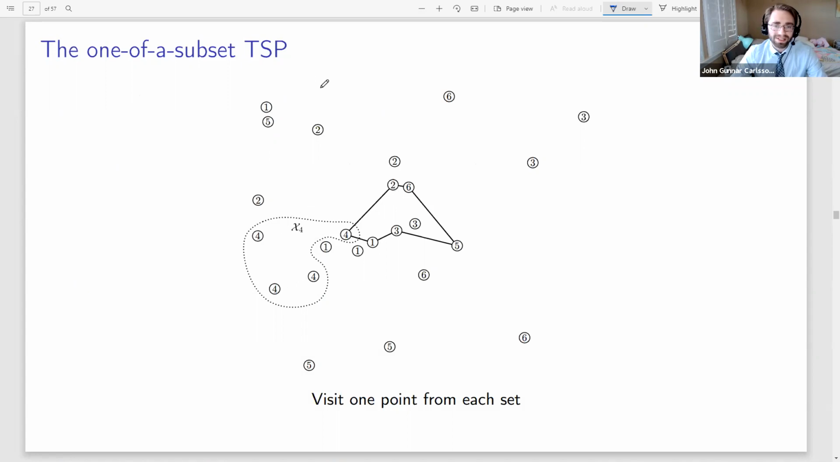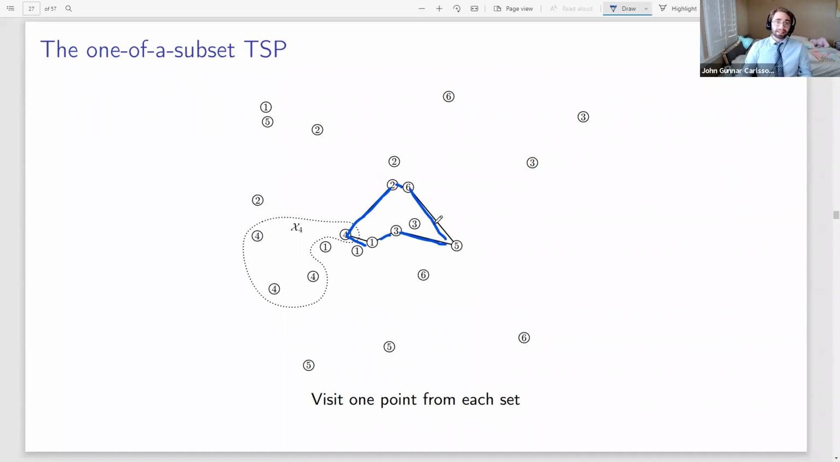And in the one-of-a-subset TSP, you don't need to visit every point, but you want to visit each set exactly once. So as I said here, these are all numbers 1 through 6. Each number appears 4 times, and this tour is the shortest tour that visits one of each number. So this tour here has 1, 2, 3, 4, 5, 6 on it, and this is the shortest tour that does that.